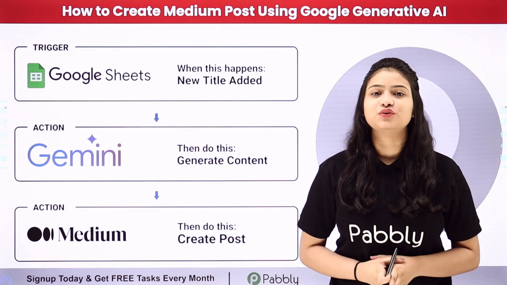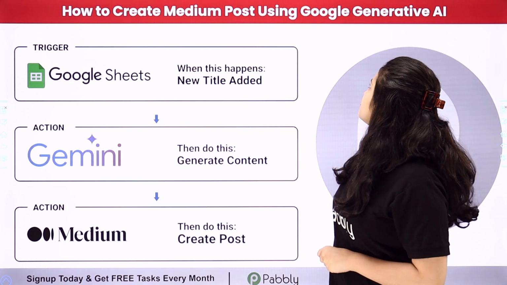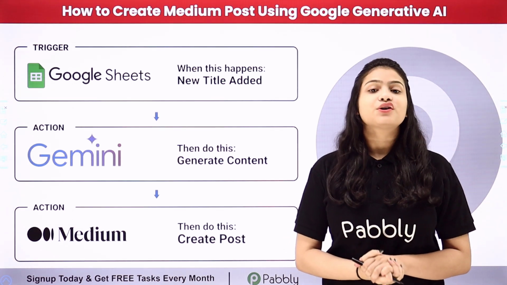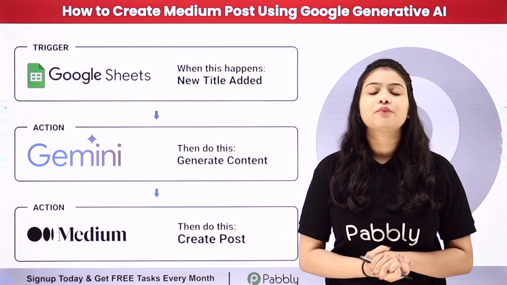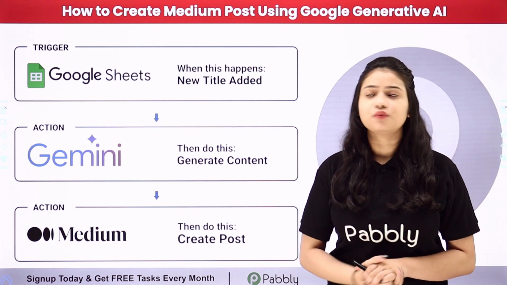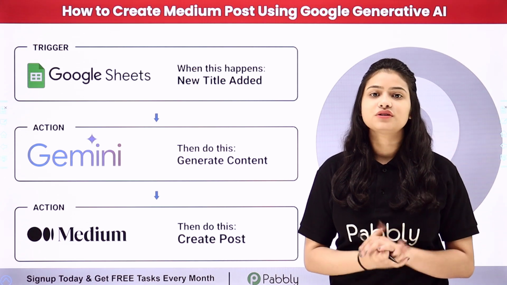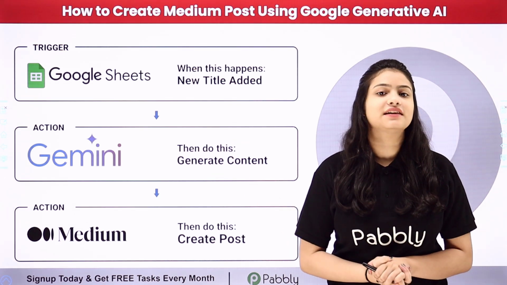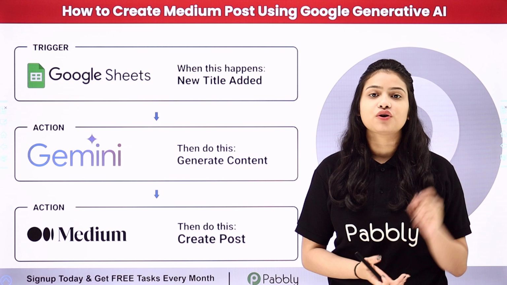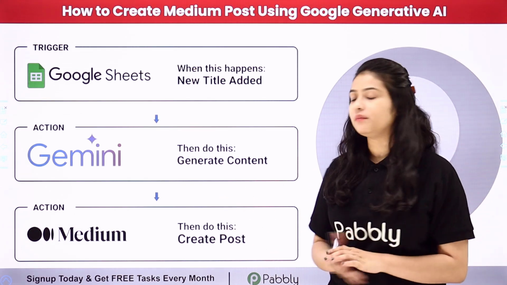In this video, we are going to learn how to create Medium posts using Google Generative AI. So here my objective is that whenever I add a new title related to a new post in my Google Sheets, then automatically content should be generated for that post with the help of Google Generative AI, that is Gemini, and that same post should also be uploaded as a post on my Medium account.